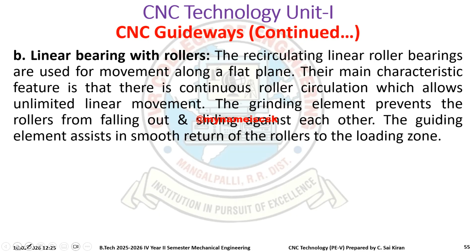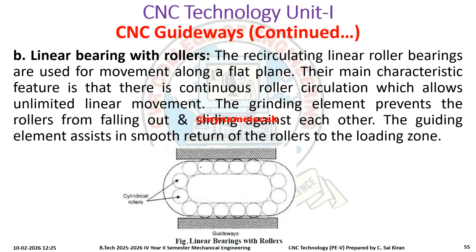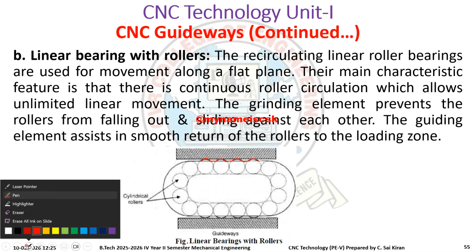Next, a linear bearing with rollers. If you see the sketch, these rollers are rolling continuously in this fashion between the guideways. Okay, so this is a guiding element, and it will prevent the rollers from falling out. So you have this closing case, so that the rollers will not fall out, and we will ensure that there is a smooth return of the rollers, where the load carrying will be zero. Friction is overcome by using these rollers. So if you use rollers, the friction is very less compared to the flat, dovetail or V shape. The friction is very less.